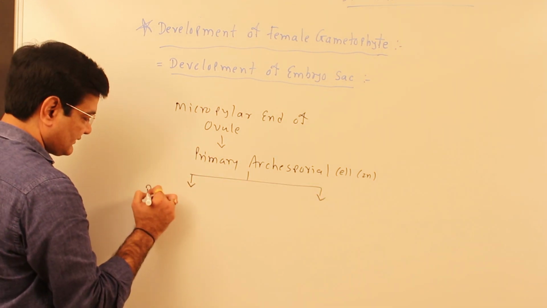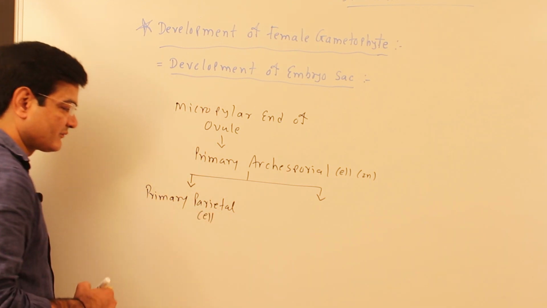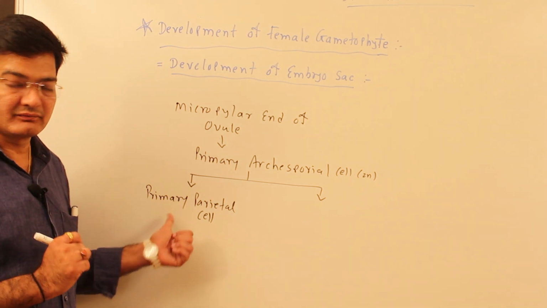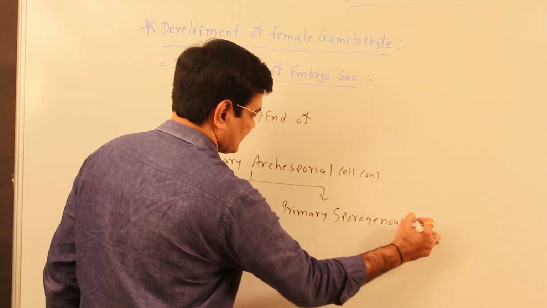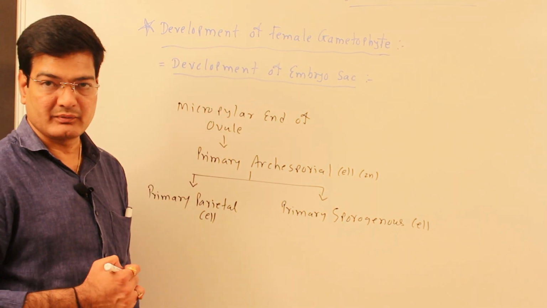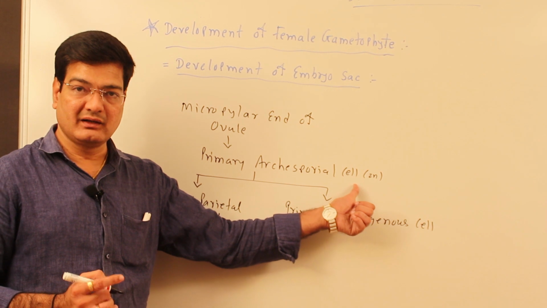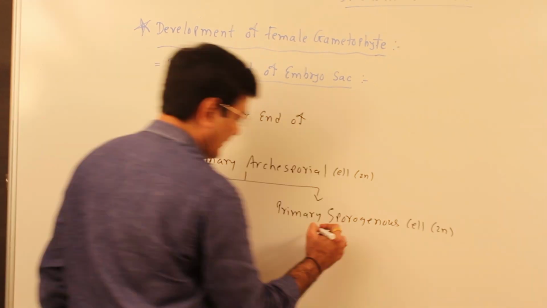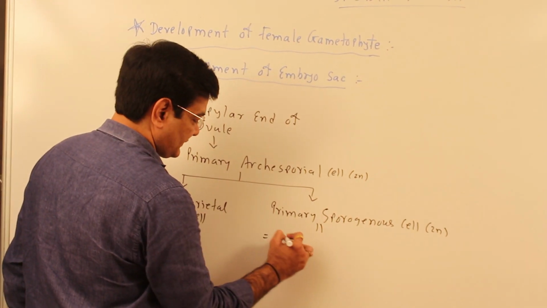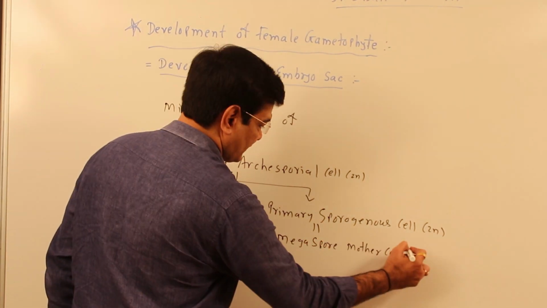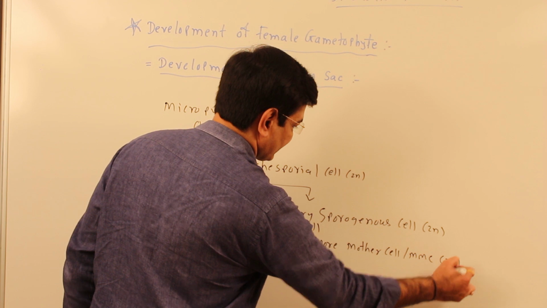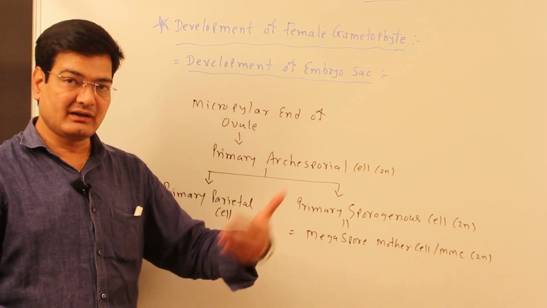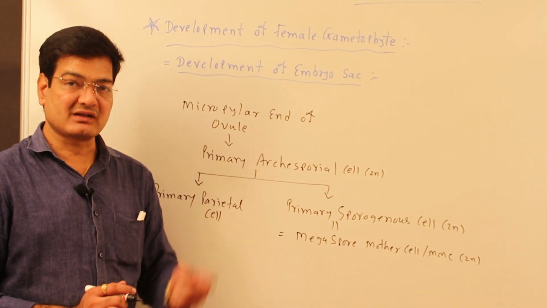two different kinds of cells, that is primary parietal cell, which is concerned with the development of the seed coat after fertilization, and primary sporogenous cell. As this archisporial cell is diploid and undergoes mitotic division, this primary sporogenous cell is also diploid, and this primary sporogenous tissue is itself called the megaspore mother cell, that is MMC, and again it is diploid in nature. So the megaspore mother cell forms inside the ovule in the nucellar region towards the micropylar end.